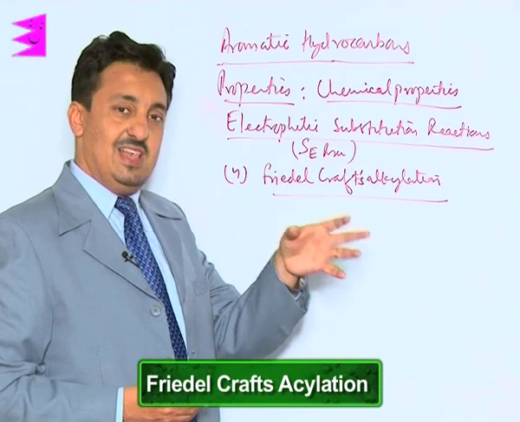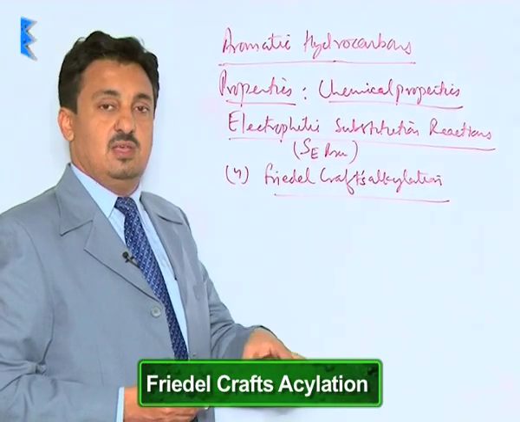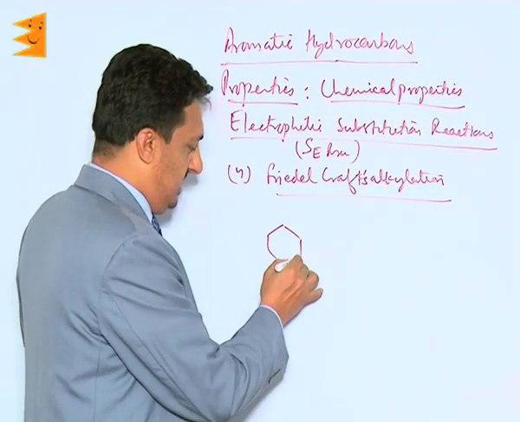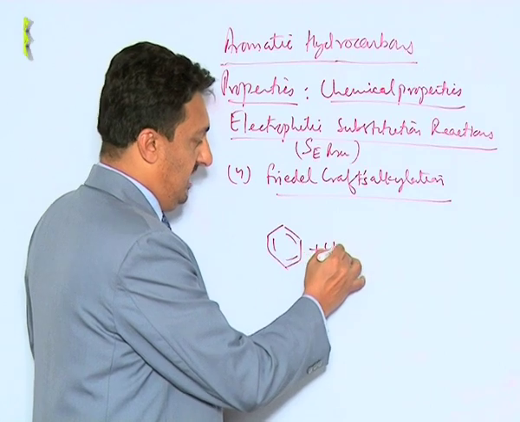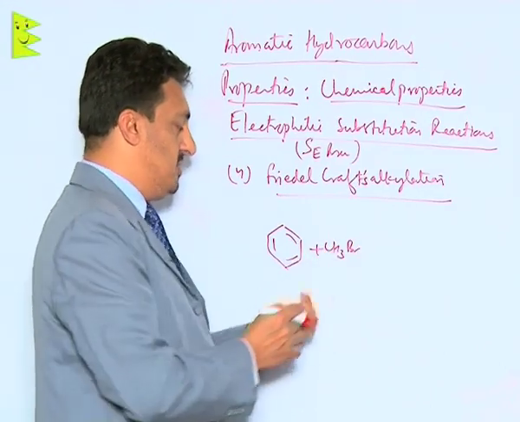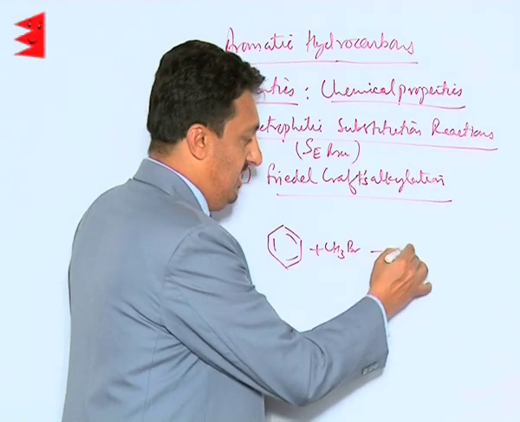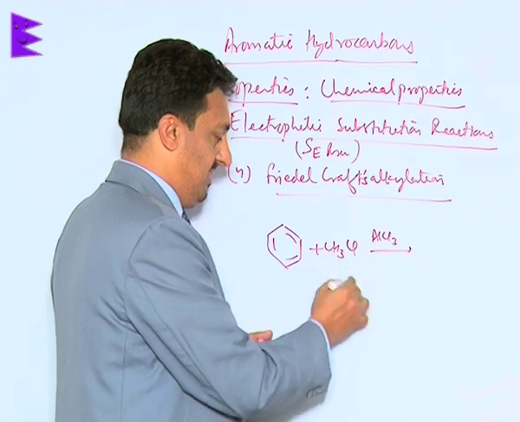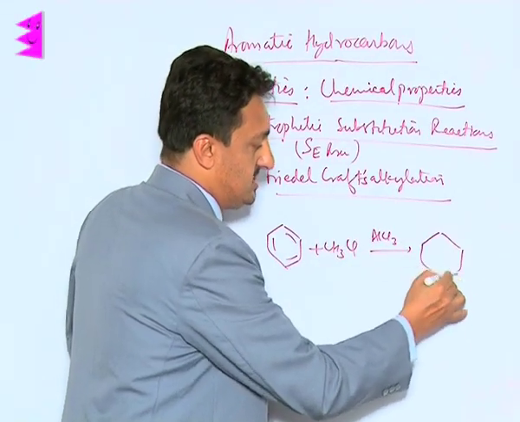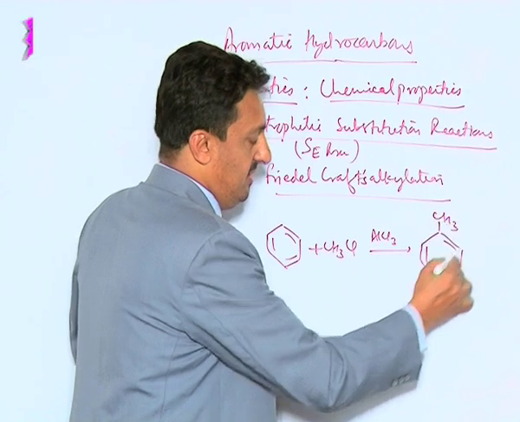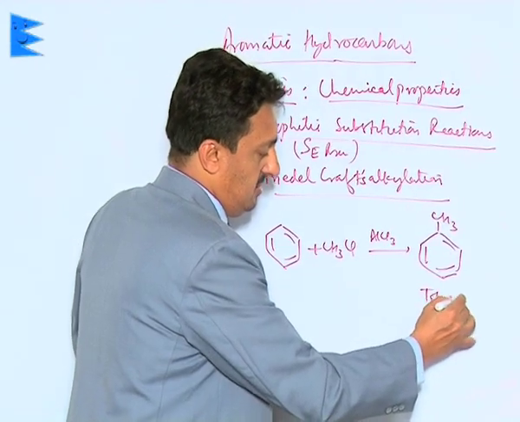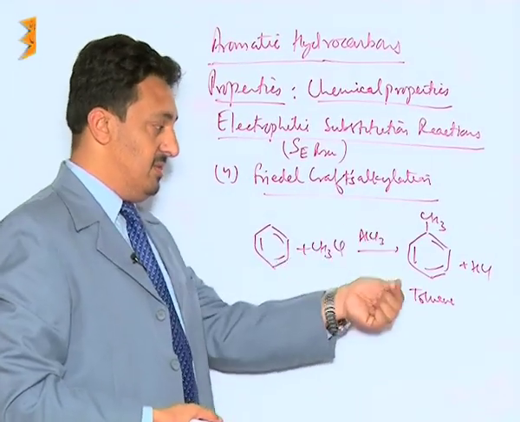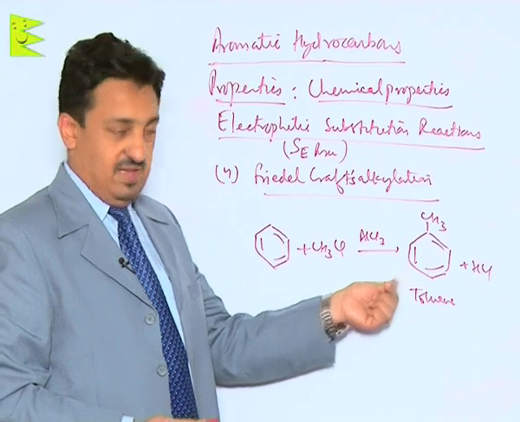The introduction of any alkyl chain or alkyl carbon on the benzene ring is called Friedel-Crafts alkylation. This is done by reacting benzene with an alkyl halide. The alkyl group which we want is taken in the form of an alkyl halide in the presence of anhydrous AlCl3 or AlBr3. Let us take methyl chloride here. What we get in this case is methyl benzene or toluene plus HCl. This introduction of the methyl group on the benzene ring is called Friedel-Crafts alkylation.